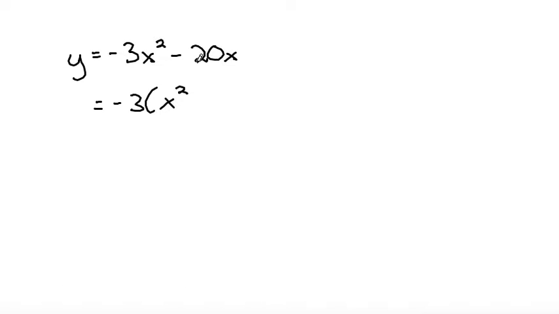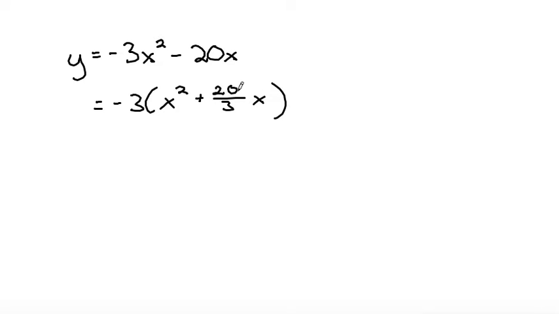And pulling a negative 3 out of negative 20, because 20 is not divisible by 3, we can write this as positive 20 over 3x. So we're basically dividing a negative 3 out of each term, and a negative divided by a negative makes a positive, and 20 divided by 3 just remains as 20 over 3.